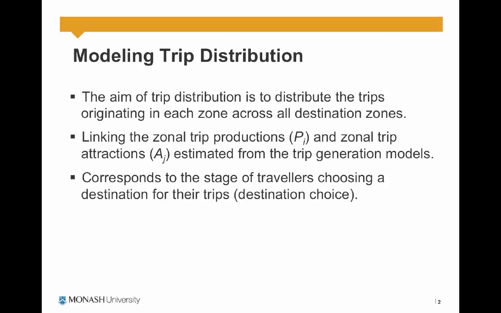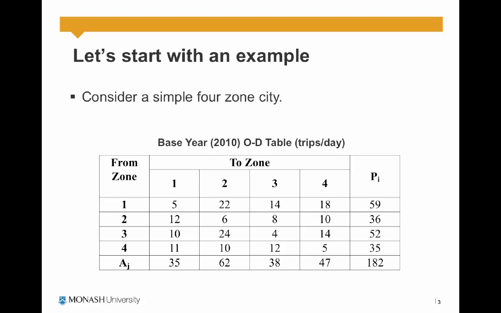In trip distribution modeling, what we do is linking the zonal trip productions, Pi, and the zonal trip attractions, Aj. Remember, these productions and attractions were estimated from a trip generation model. Trip distribution modeling corresponds to the stage of travelers choosing a destination for their trips, or as we call it, destination choice. Let's start with an example.